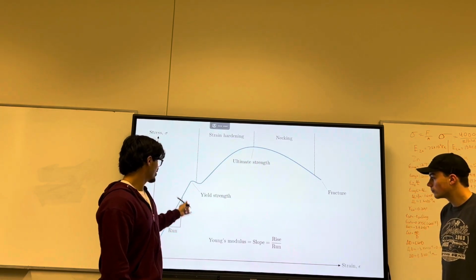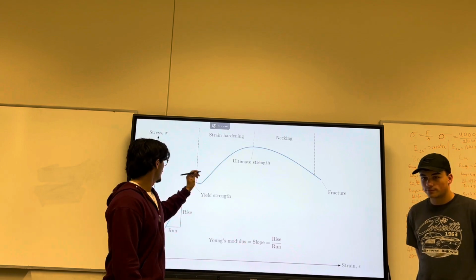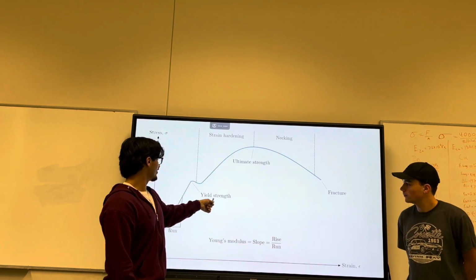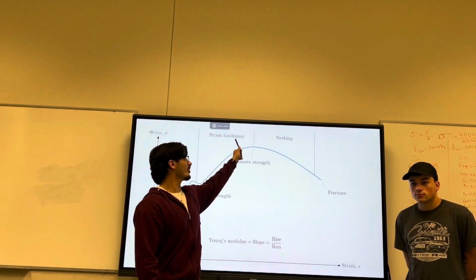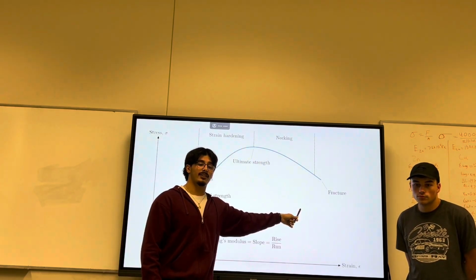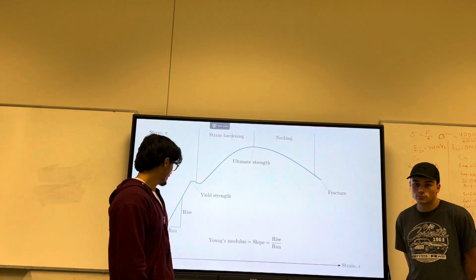In your elastic region is where you get Young's modulus. In your plastic region, right before it, you see your yield strength. In it, you see your hardening, your necking, and finally, the fracture or breaking point.